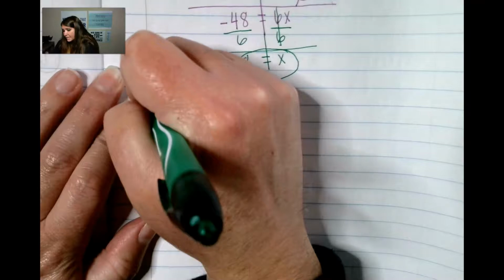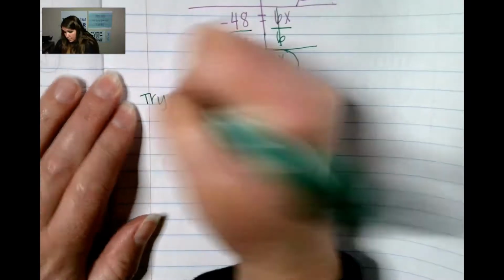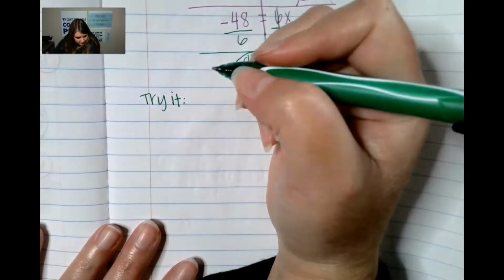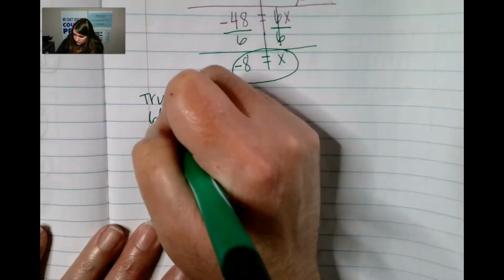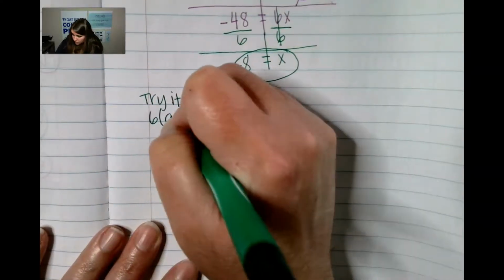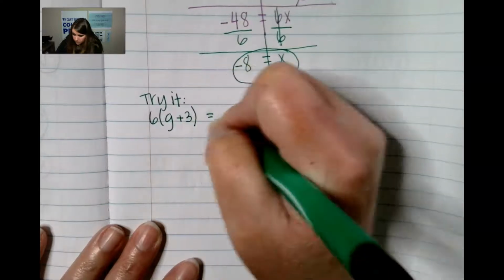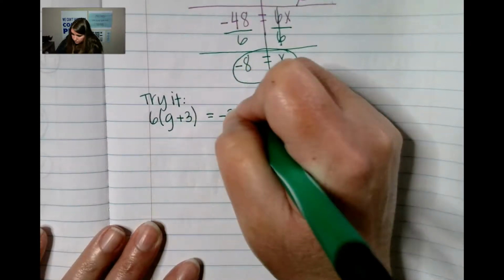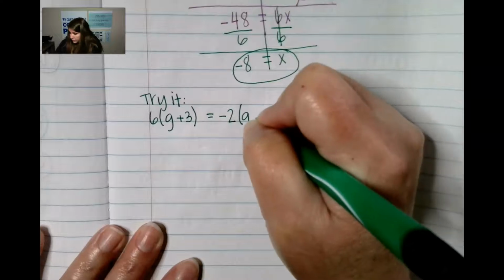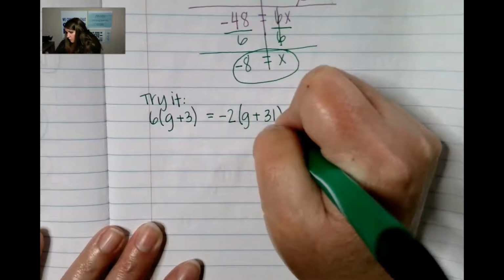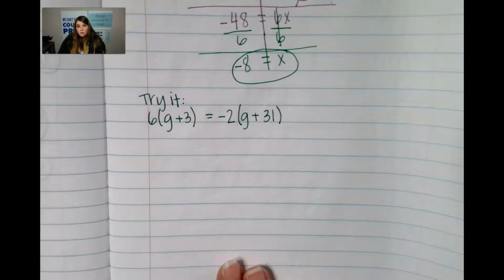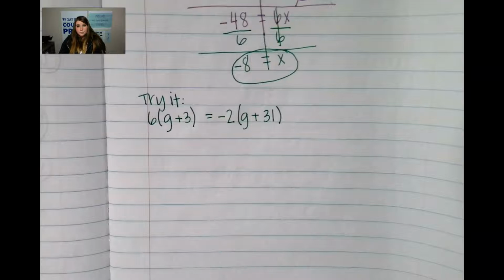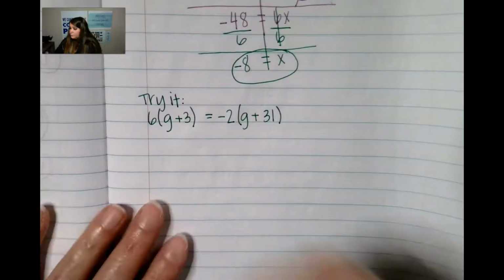Okay, so your try it today. Your try it today is 6g plus 3 equals -2g plus 31. Okay, go ahead and solve this and also check your work. Hit play when you're ready to see the answer. All right, here we go.